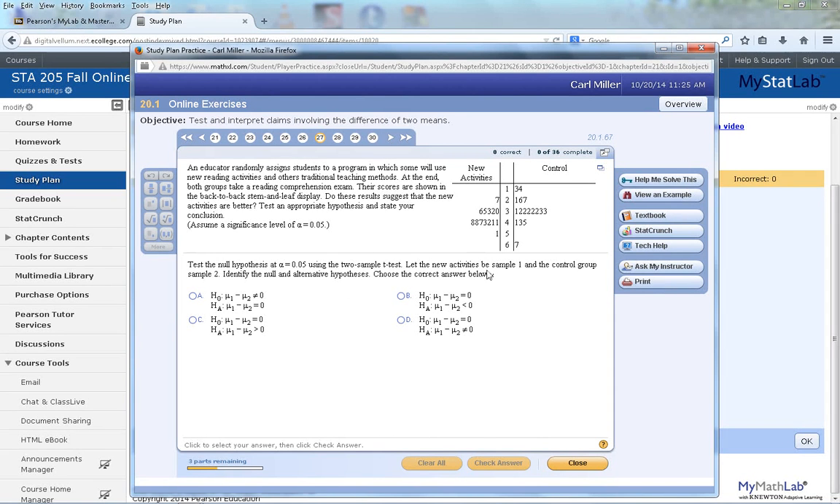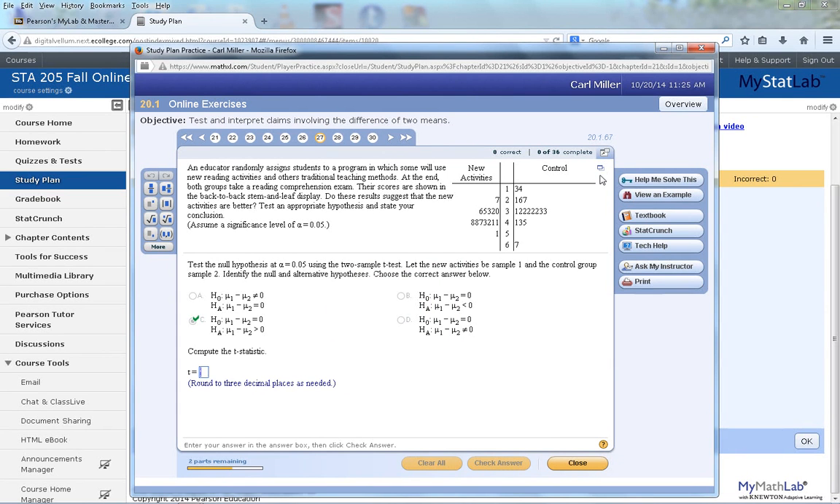Okay, so let's say that new activities are sample 1, control group are the ones who use the traditional method or sample 2. Then if the new method works better, then the new method should have a larger mean. So when you take the difference, a larger number minus a smaller number would be positive. Okay, so we can check our answer there. And then compute the t statistic, right, and round to 3 digits.